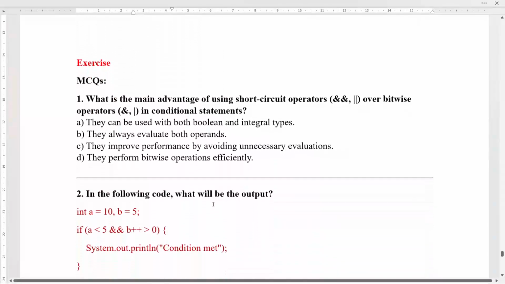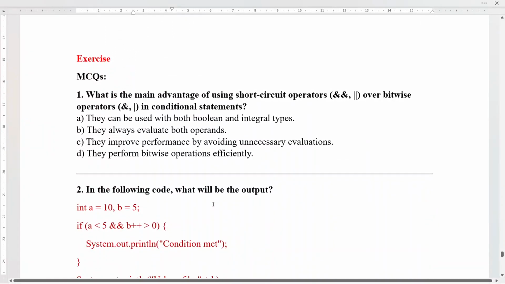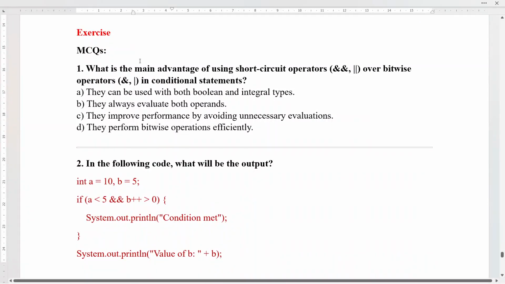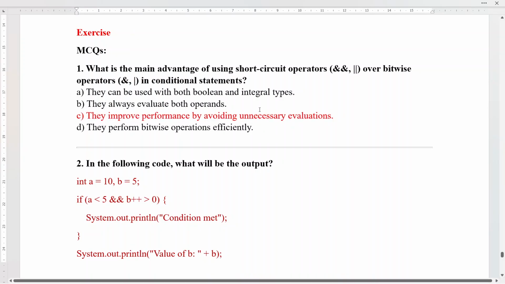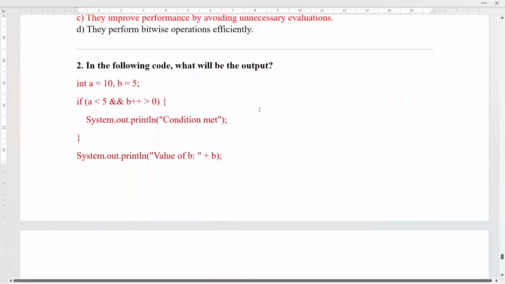Okay, let's see the exercise. Please pause the video and answer the questions. First question. What is the main advantage of using short circuit operators over bitwise operators in conditional statements? First option, they can be used with both Boolean and integral types? No. They always evaluate both operands? No. They improve performance by avoiding unnecessary evaluations. Yeah, it is true. Because here the evaluation of the second argument is optional. So it improves efficiency.